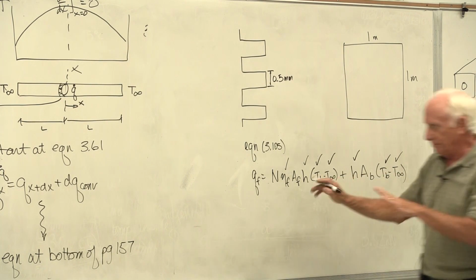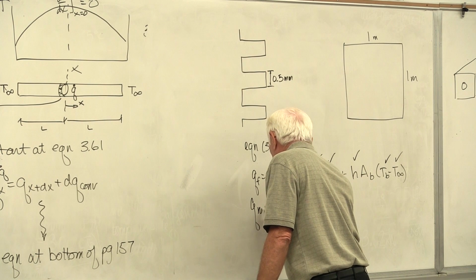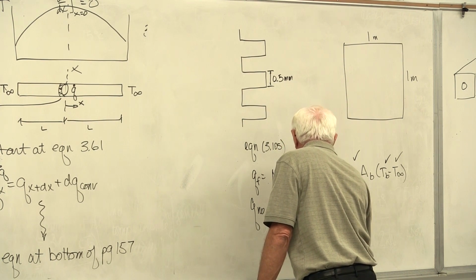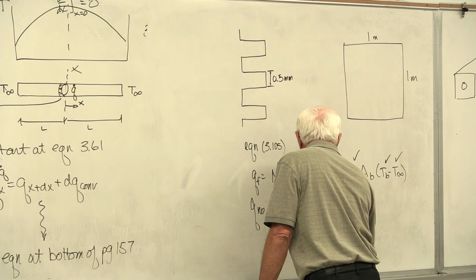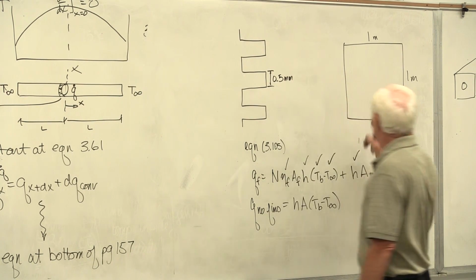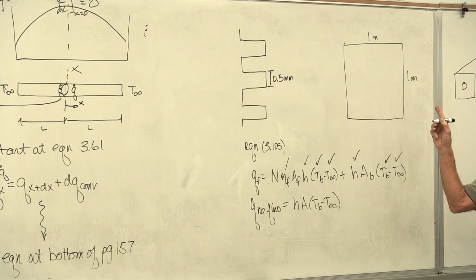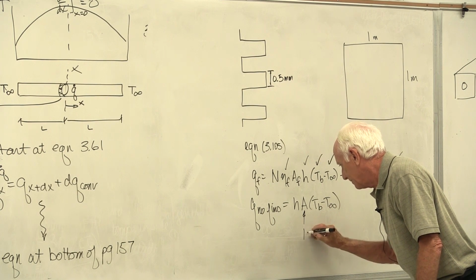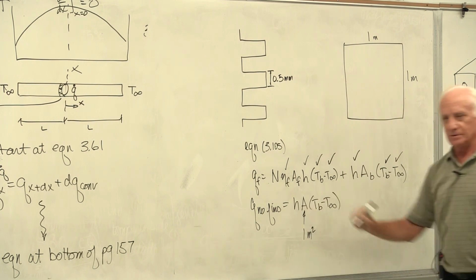What's the bare area for the whole wall? Now, this is with fins. Q, no fins. There's the wall, 1 by 1. What's the area of the wall? 1 times 1. Oh yeah, that makes life really easy. The area is 1 square meter. There's no fins.